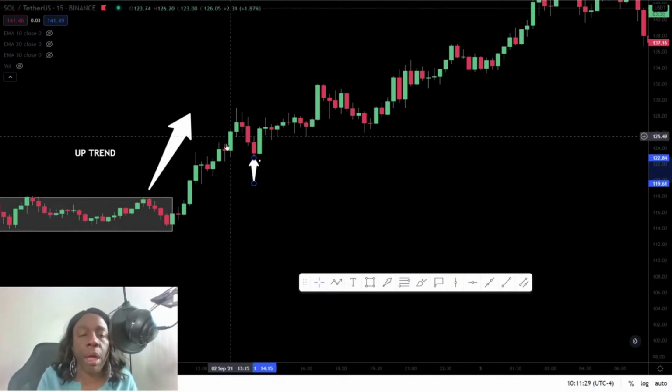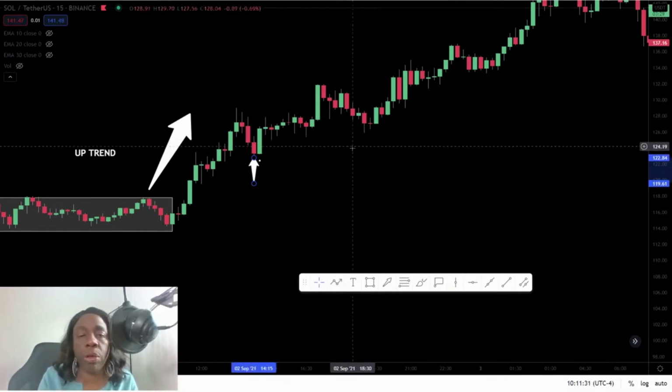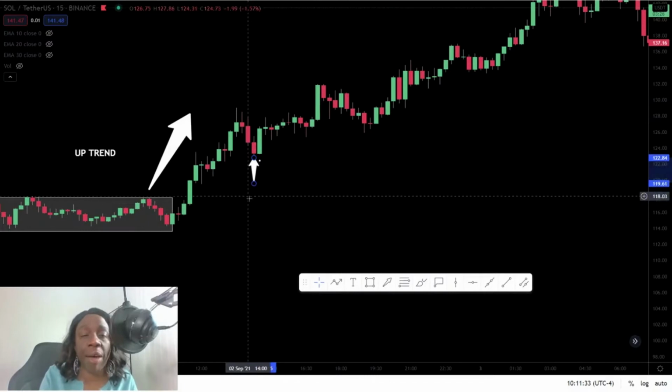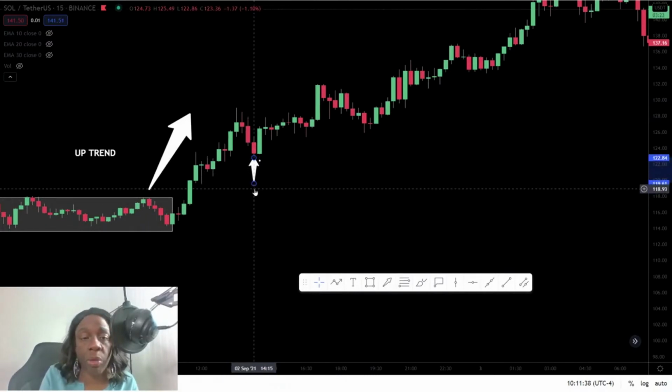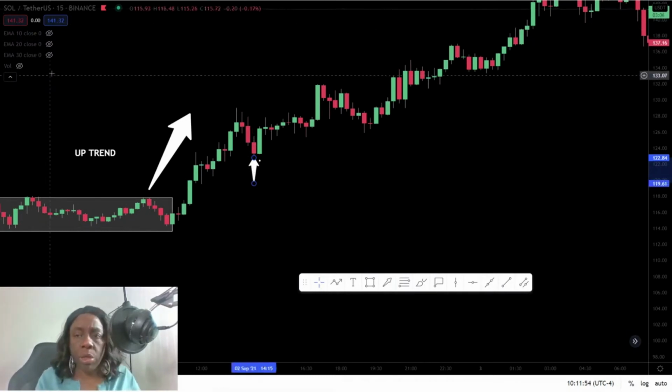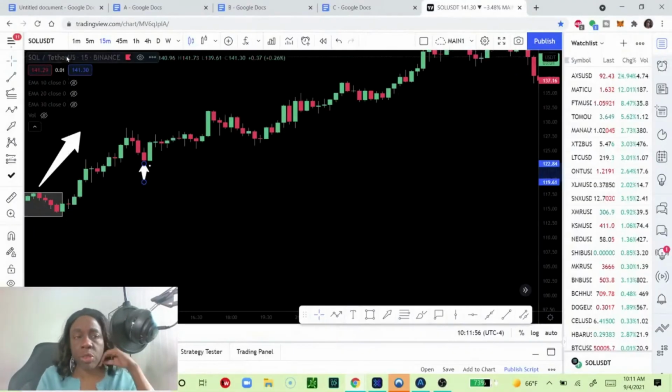Okay, so now I'm going to draw my Fibonacci extension because I've gotten into the trade at this white arrow, this small white arrow here. And I want to predict, remember the title of this video, how to predict price. How far is Solana going? And at what point can I set my take profit? So let's go. I'm on TradingView, guys.